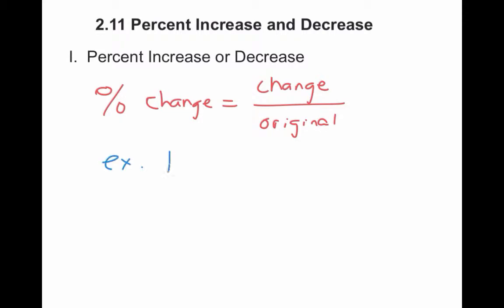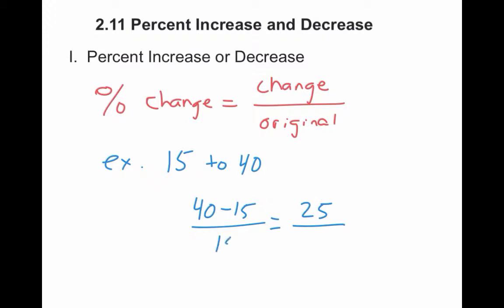So if we're going from the number 15 to 40, last year I sold 15 entertainment books. This year I sold 40. What's my percent increase? The change from 15 to 40 would be the difference. So we subtract them, right? To figure out what that change is, that would end up being 25, divided by the original, which is 15, because originally I sold 15. That changed to 40 this year. So I'd have 25 over 15.